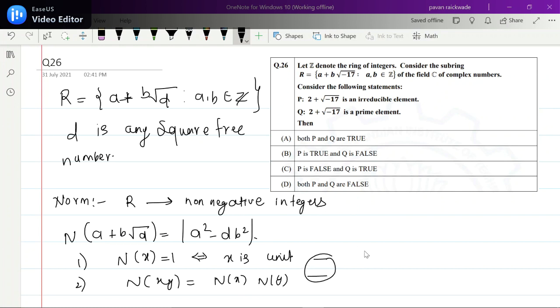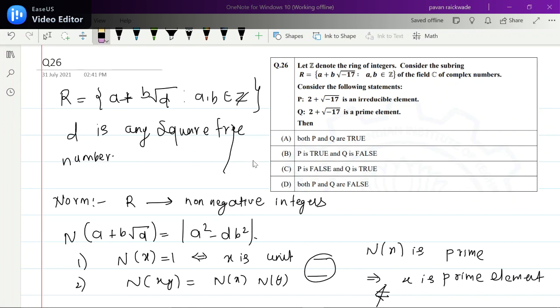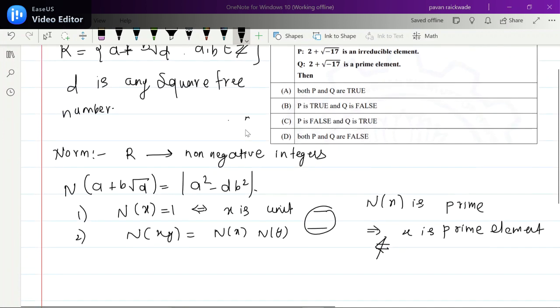There are other properties also, like if the norm of x is prime, it implies that x is a prime element, but be careful using that because this is not a converse. The converse is not true. If the norm is a prime number, then the element is prime, but it doesn't imply that for every prime element the norm must be prime. This is not true.